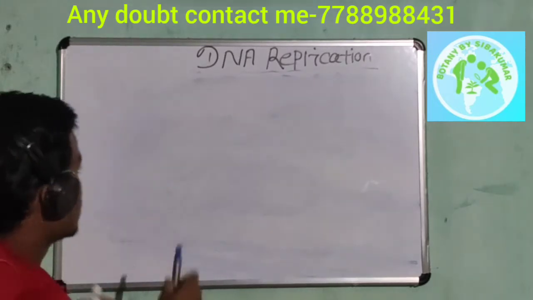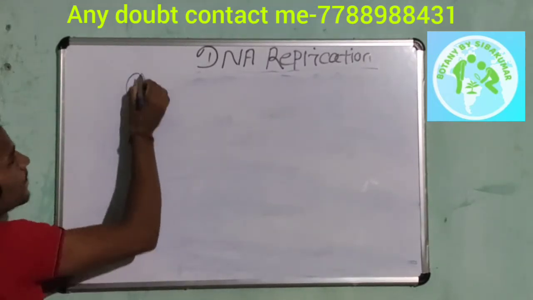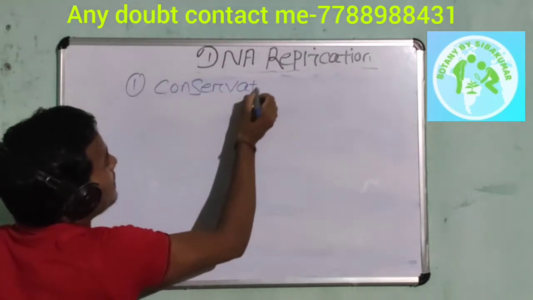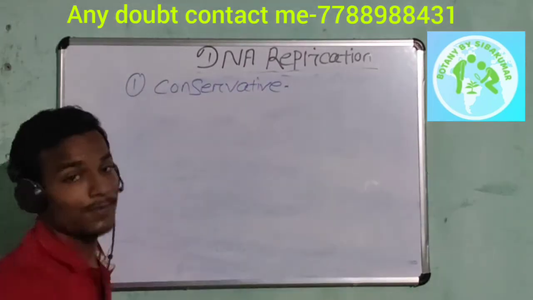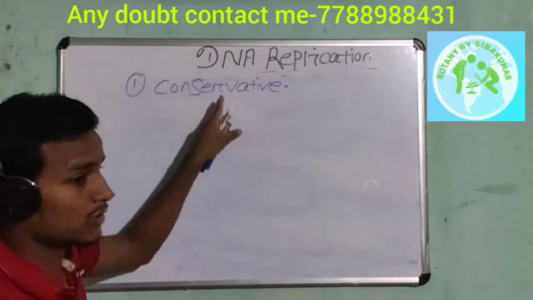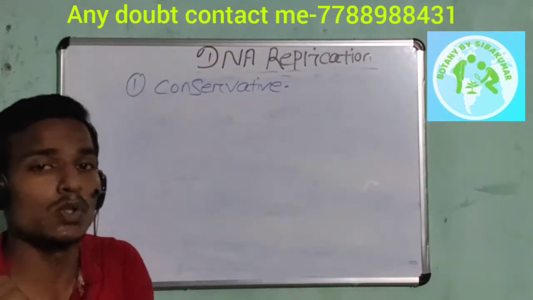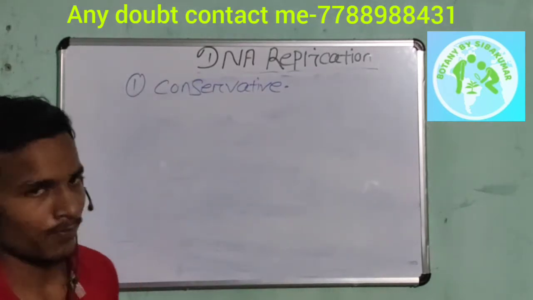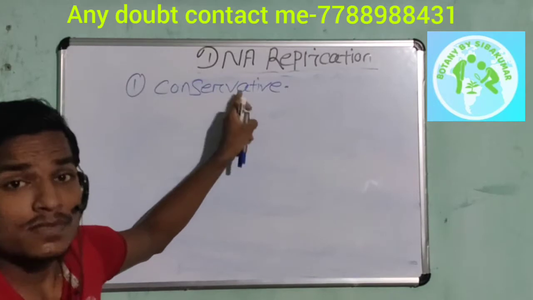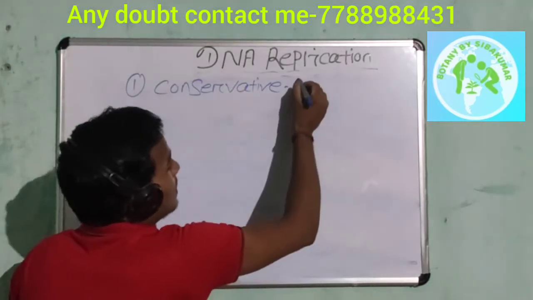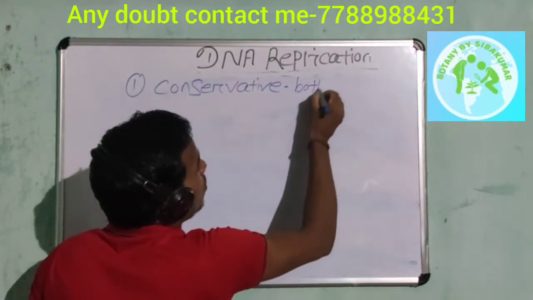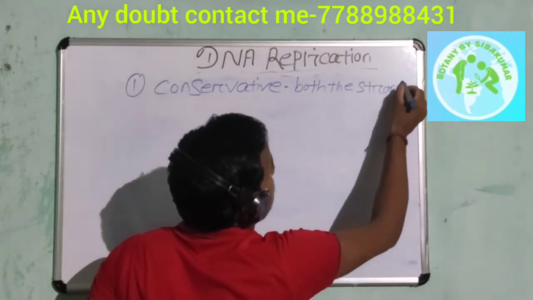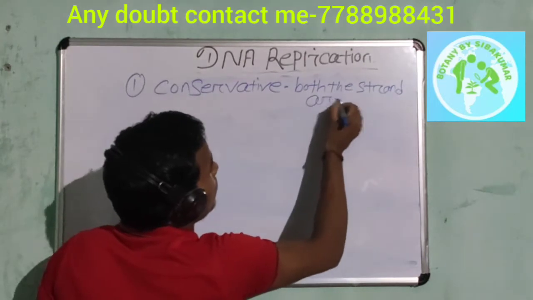The first one is conservative. What is the conservative mode of DNA replication? I can say that for this conservative DNA replication there is no experimental proof. The name suggests that both strands are conserved. Conservative means both the strands are conserved.